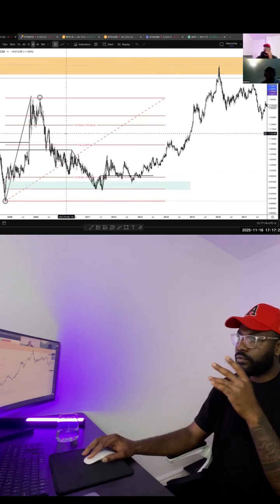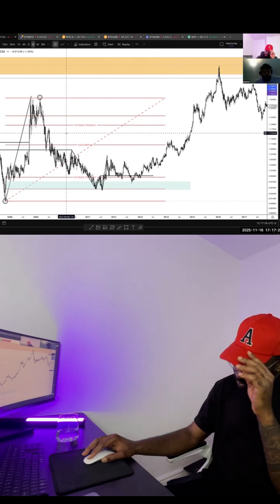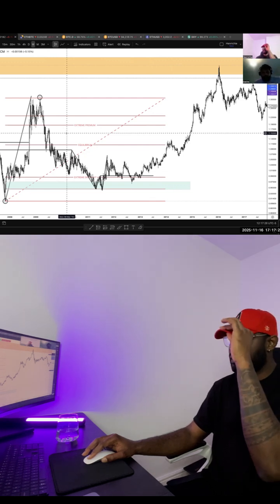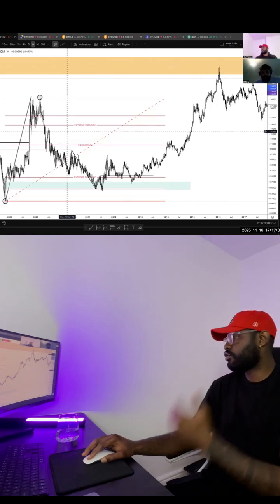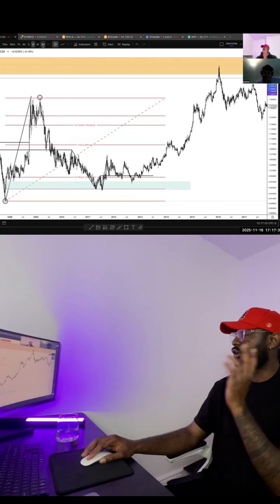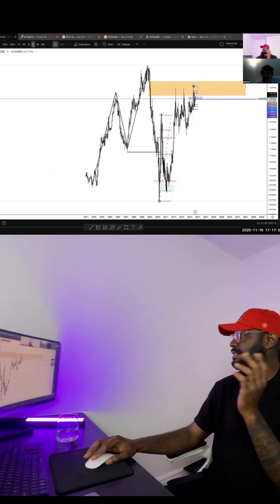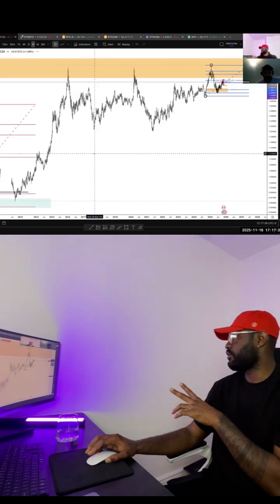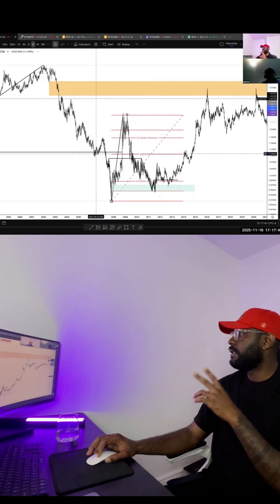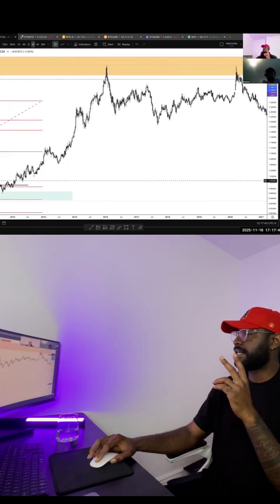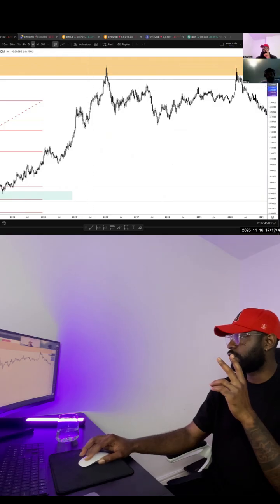So we're going to go through several examples on market structure, both long-term and short-term. I have basically shown you the long-term, which is bearish. Now I'm showing you the short-term perspective, which is bullish.